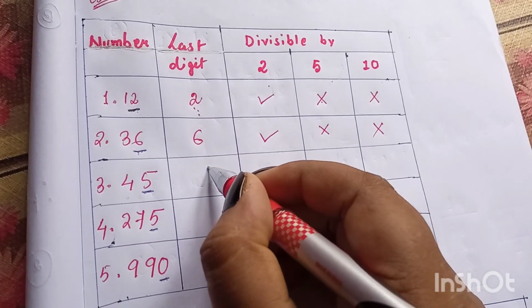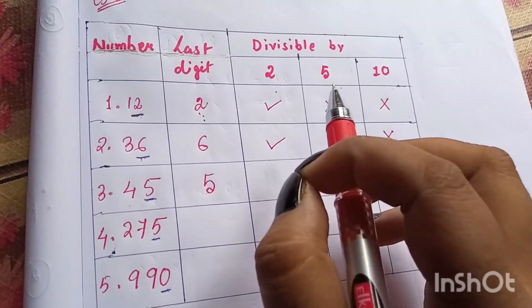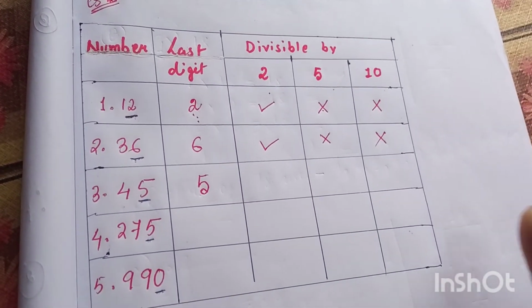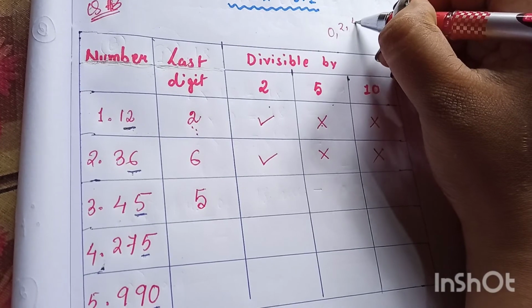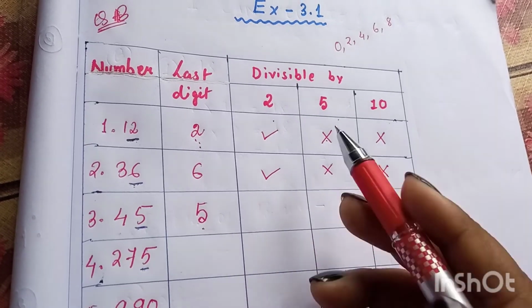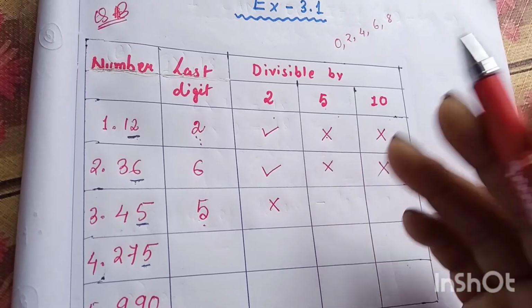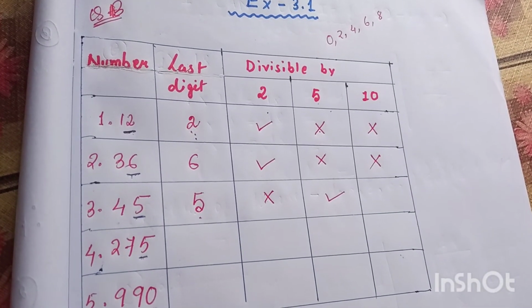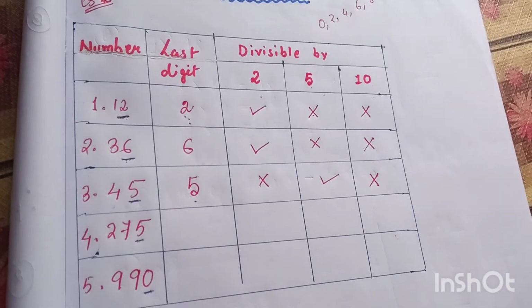In 45, the last digit is 5. According to the rule of 2, the number should end with an even digit, that is 0, 2, 4, 6 or 8. 5 is not there, right? So it is not divisible by 2. By the rule of 5, it should end with 0 or 5. This is why 45 is divisible by 5. For 10, the last digit should be 0. So it is not divisible by 10 also.